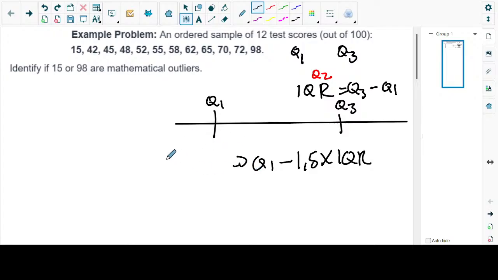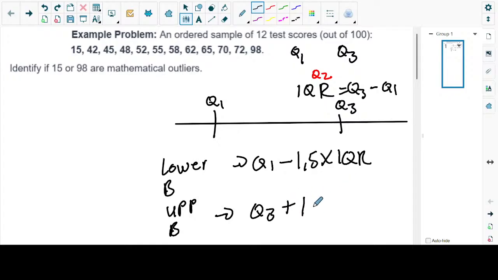The upper boundary has Q3 plus 1.5 multiplied by IQR. For the lower boundary we're subtracting, for the upper boundary we're adding. So now that we know this, we can check each and every value.